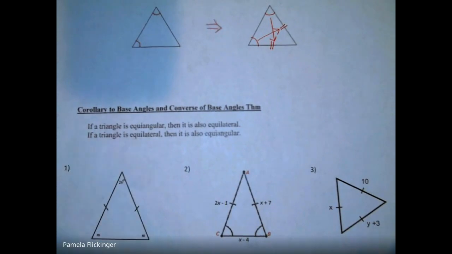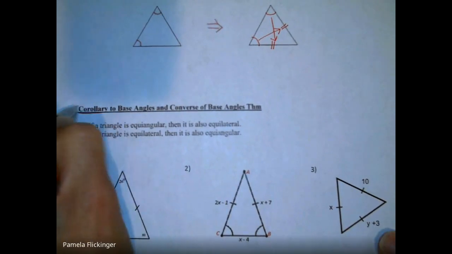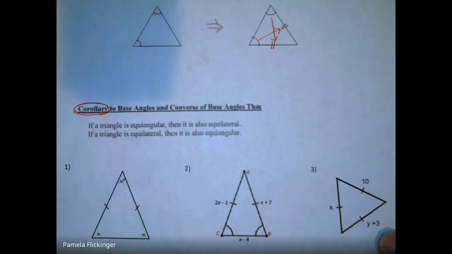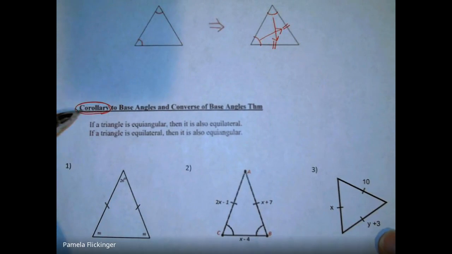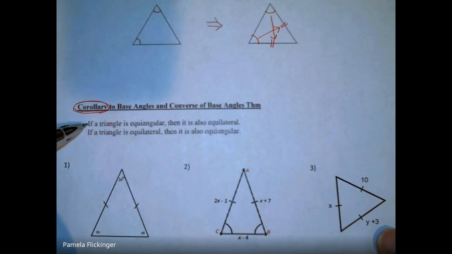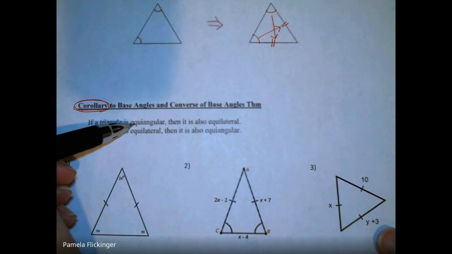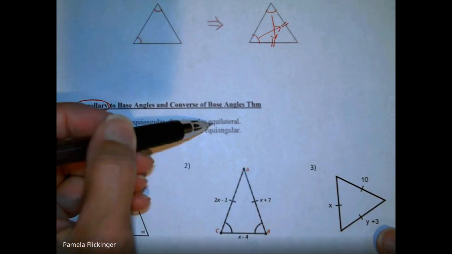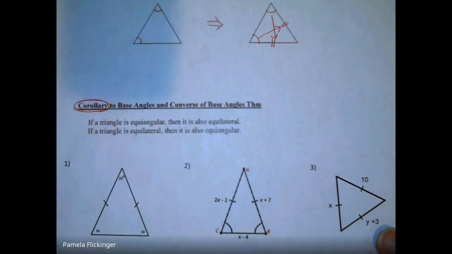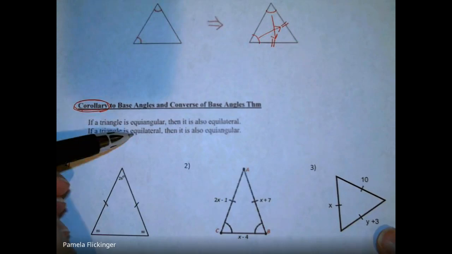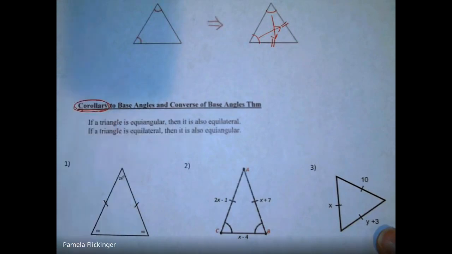So if we apply this to equilaterals, there's that word corollary again. Remember, it just is a rule that easily follows. So if a triangle is equiangular, then we know it has to be equilateral. And if a triangle is known to be equilateral, it's also equiangular.